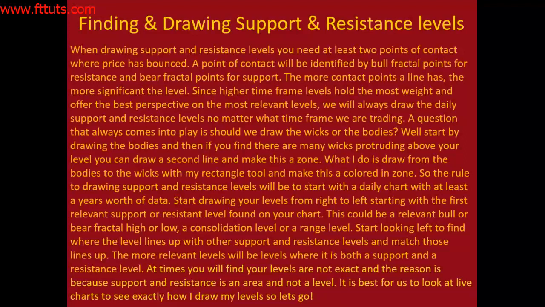Start drawing your levels from right to left, starting with the first relevant support or resistance level found on your chart. This could be a relevant bull or bear fractal high or low, a consolidation level, or a range level. Start looking left to find where the levels line up with other support and resistance levels and match those lines up. The more relevant levels will be levels where it is both a support and a resistance level. At times you will find your levels are not exact, and the reason is because support and resistance is an area and not a level. It is best for us to look at charts to see exactly how I draw my levels. So let's go look at some live charts.